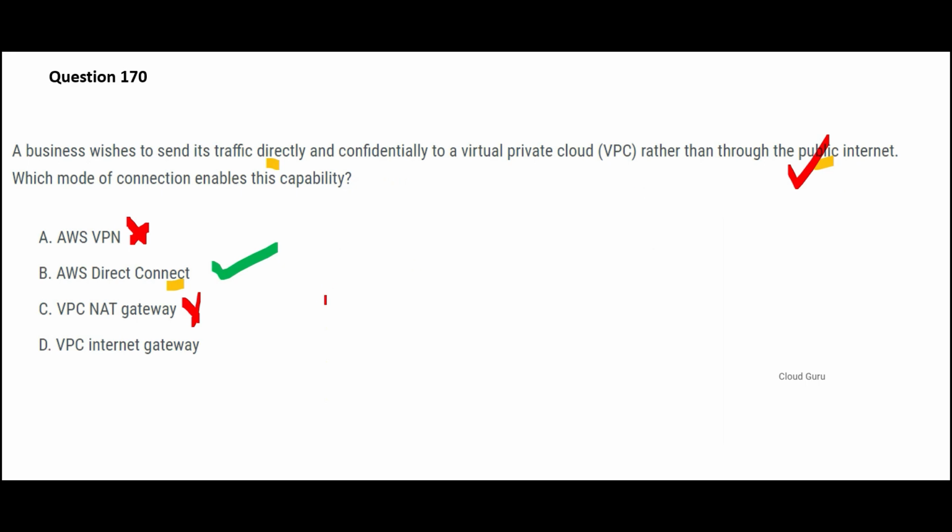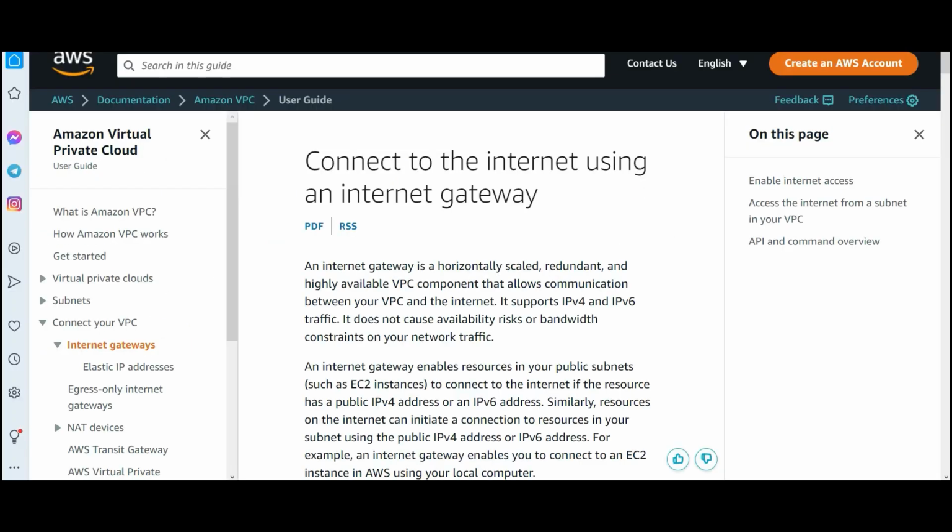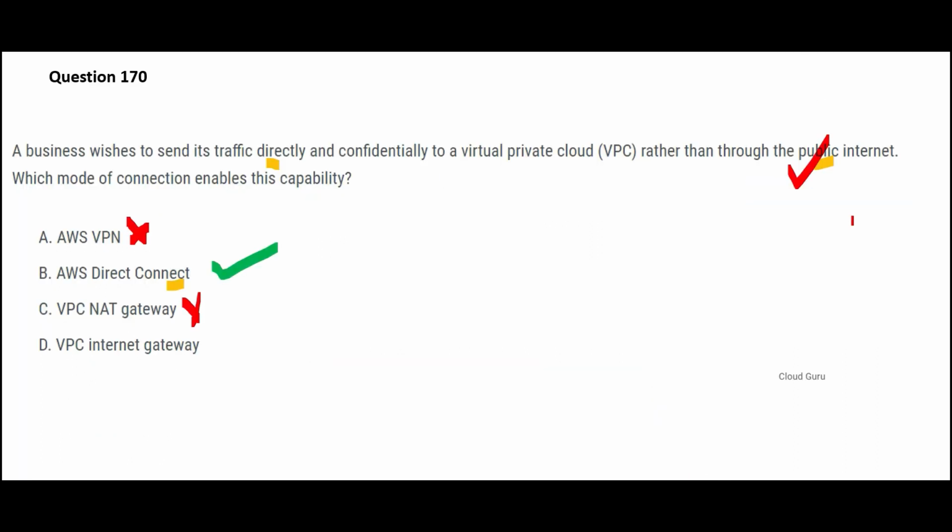Now, D talks about using internet gateway. Internet gateway is used to communicate between your VPC and the internet. Again, the question clearly says do not use public internet. Then why will we use internet gateway? So Direct Connect would be the final answer.